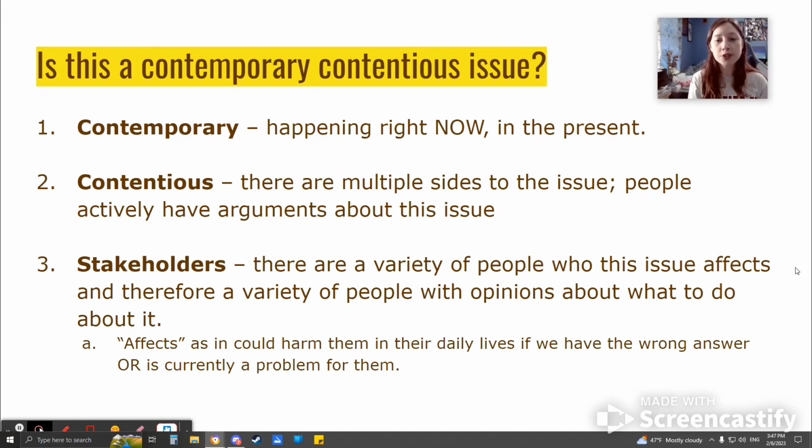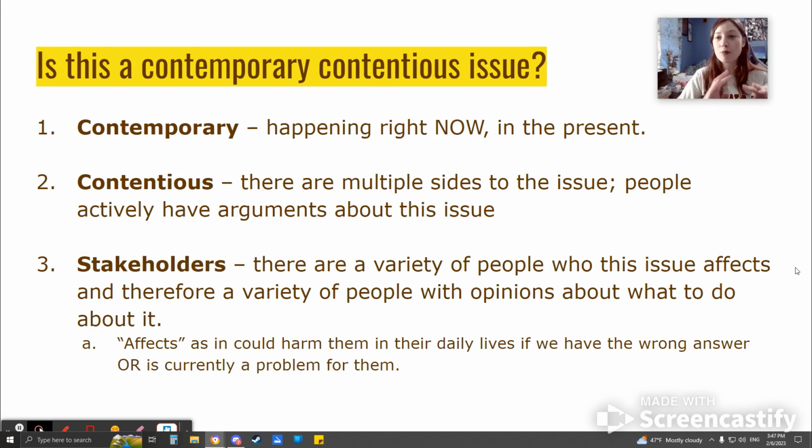Contentious meaning there are multiple sides to the issue. People actively have arguments about this issue. So it can't just be smog is bad. Okay, yeah. What could make something contentious then is how to handle smog. Is it we have to get rid of gas stoves? Is it we have to convert factories? What is it? What needs to change? The gas stoves thing just came into my head because we were just talking about that with my family.